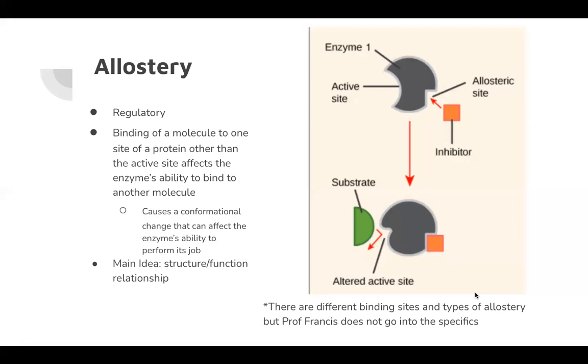So the main idea is structure equals function again. In this case, if that allosteric site was not bound, this green substrate would have been able to fit into that active site. But since the allosteric site was bound, the active site is now altered, and the substrate can no longer bind in. So it's almost like regulating from a distance. And there are different binding sites and types of allostery, but Professor Francis does not really go into the specifics, so you don't need to know that either.